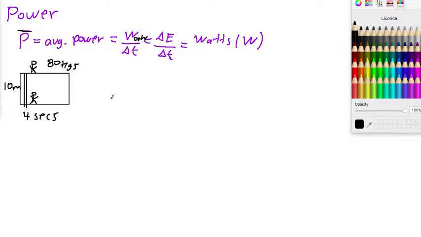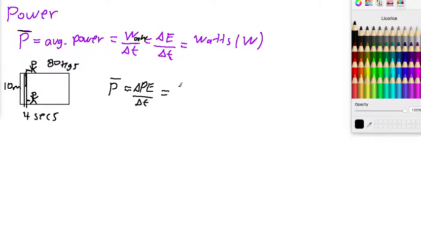Now the problem may ask you, what is the power that it took you in 4 seconds to climb up the 10 meters? So now we're going to say, all right, average power is going to be equal to work, or the change in energy. Let's use energy first. What was the only thing that changed from bottom to top? Just the height, right? From your center of mass, you just went up 10 meters. So that means potential energy over change in time.